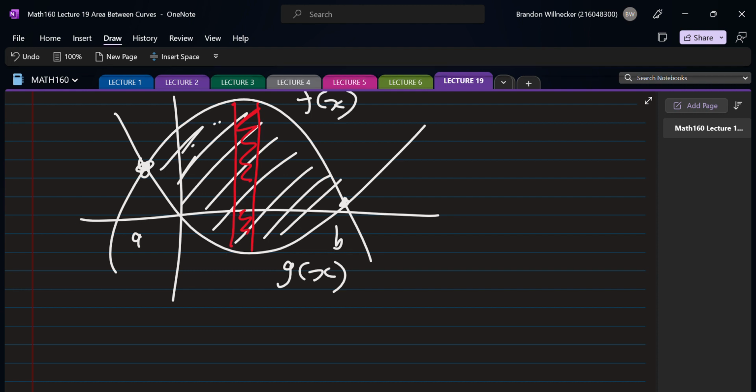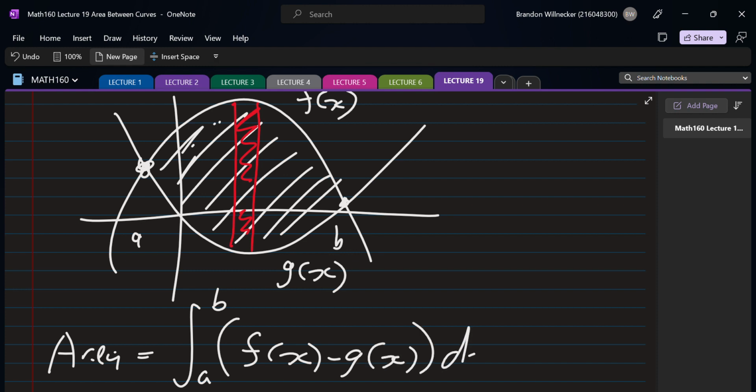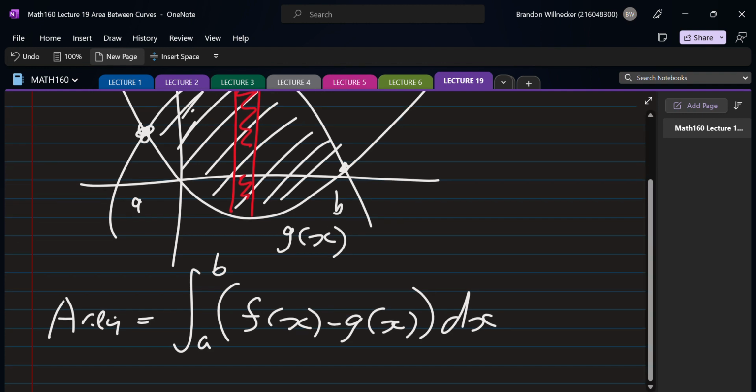So keeping that in mind, we see that the area is equal to the integral from a to b, and we took the upper function minus the lower function, that gives you the height. So it's going to be f of x minus g of x dx. That part in brackets there, that's the height of your rectangle, and then the dx, that's the width. So same as before.